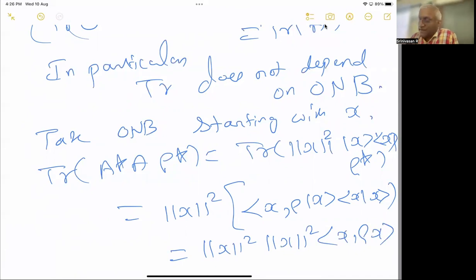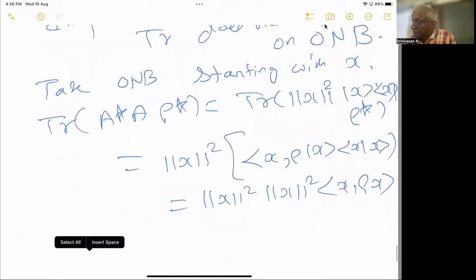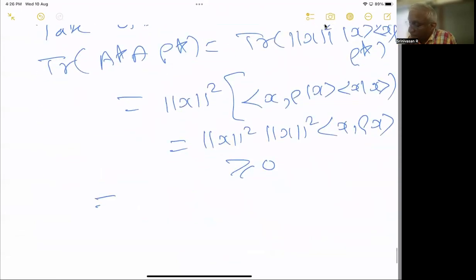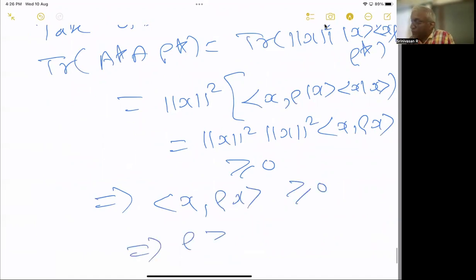Now phi of A star A, which is equal to this, is greater than or equal to 0. This implies <x, rho x> is greater than or equal to 0, which is the meaning of rho greater than or equal to 0. So we got rho to be positive. I mean, we want rho star; initially I could have taken rho star, it doesn't matter. Rho is greater than 0, same as rho star being greater than 0, it's the same thing.